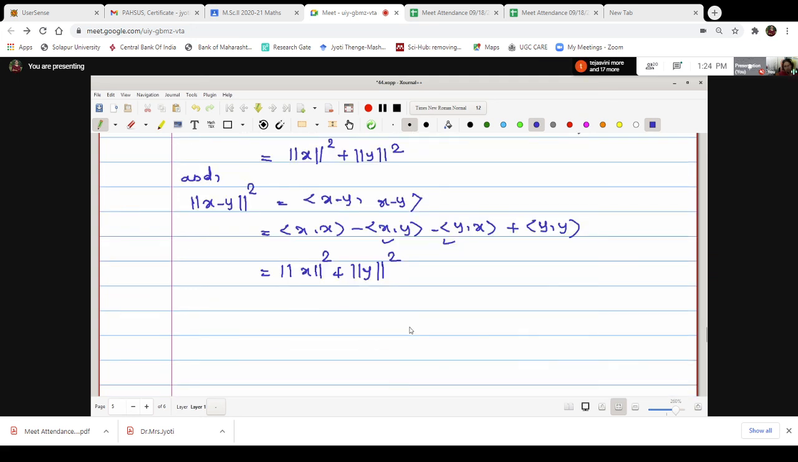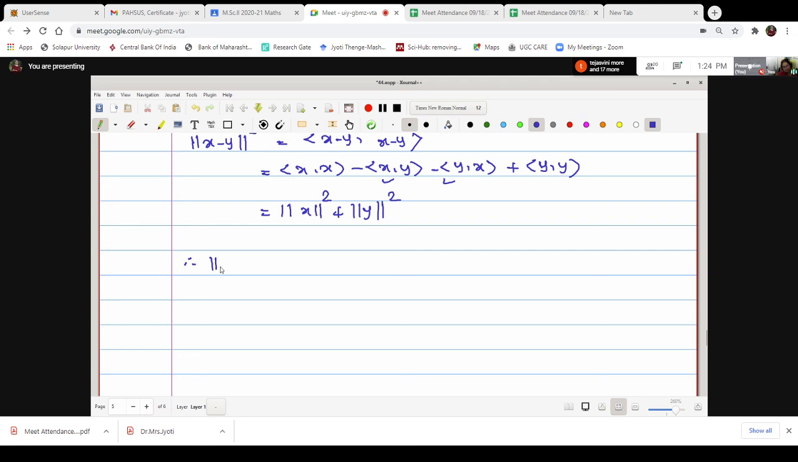Hence we have proved that norm square of x plus y equals norm square of x minus y equals norm square of x plus norm square of y. This is the proof of an important version of Pythagoras theorem.